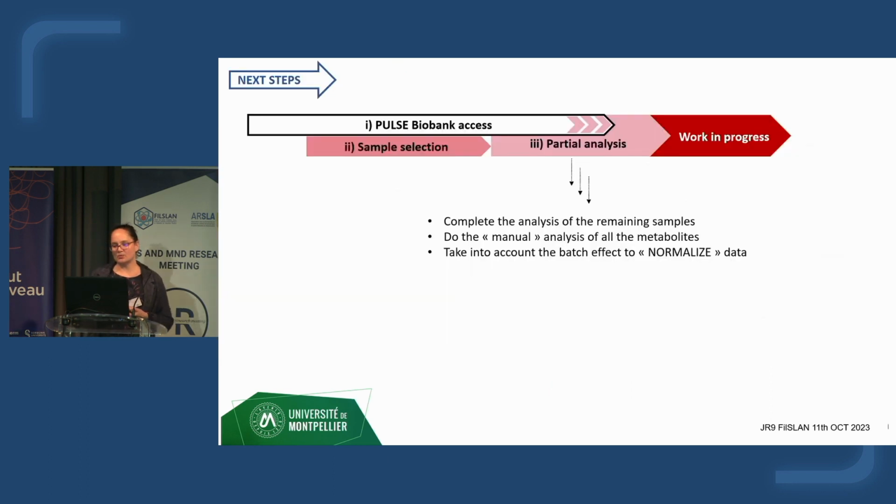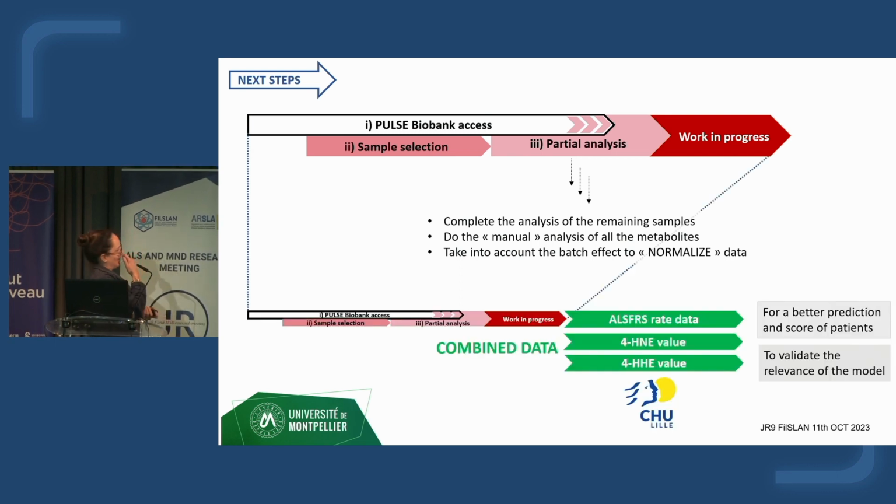So now we need to complete the analysis of the remaining samples. We have to do the manual analysis of all the metabolites. And we also have to take into account the batch effect to normalize data. And then we plan to combine data with ALSFRS rate data, I forgot the HNE and HHE values, in order to have a better prediction and score of patients, and of course to try to evaluate the relevance of the model.